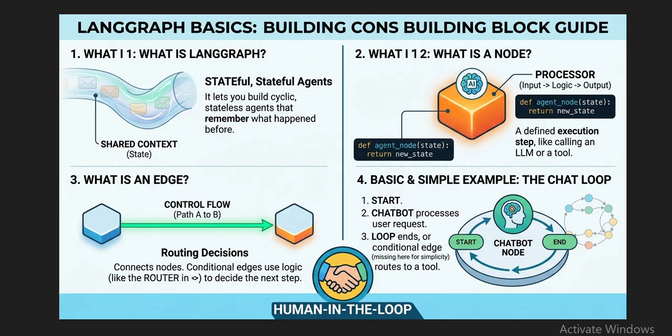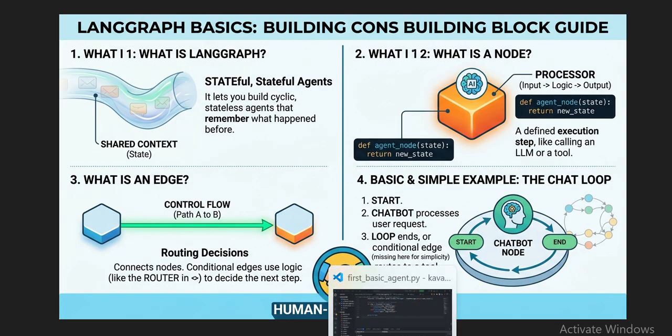Then a basic and simple example we can see here. There are two nodes, start and end, and a chatbot is one process that we have mentioned, with a loop and conditional edges. So this is a very basic example I would like to share with you, and then we can go for the coding of it.